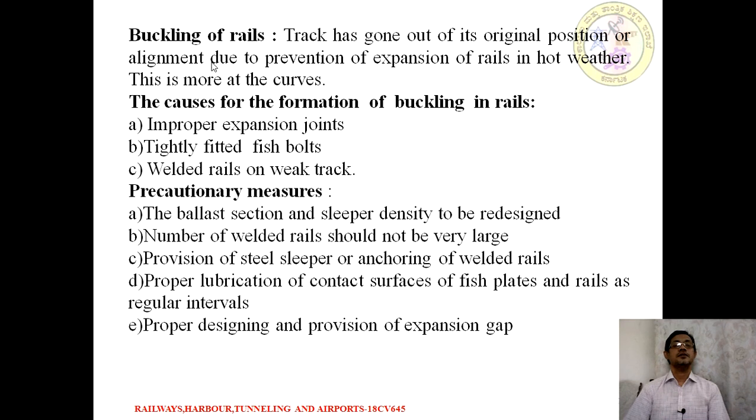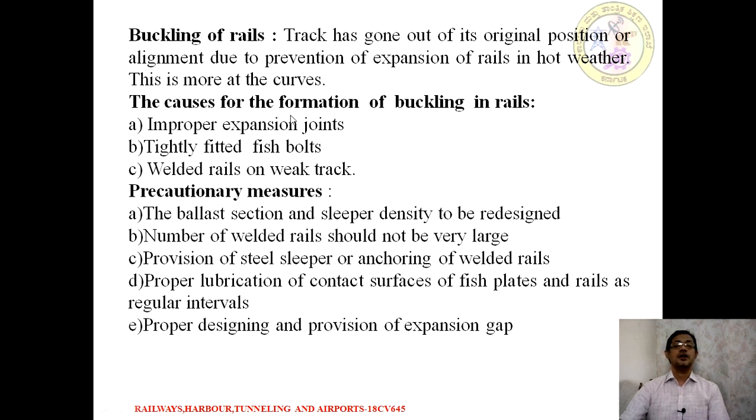Moving on to the next type of defect in a rail, that is called buckling. As we know, tracks are kept in their original position or alignment, but expansion occurs, especially in hot weather. Buckling is more predominant, and especially it occurs more at curves. So this is a buckled section in hot weather conditions in combination with a curve.